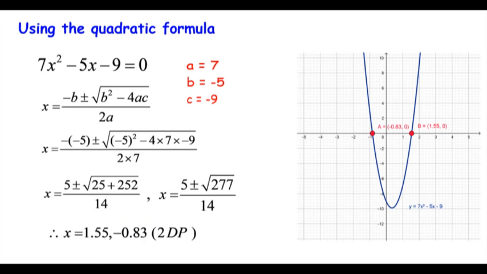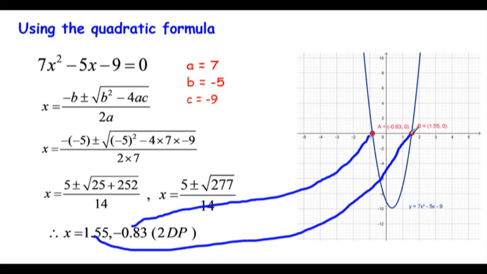Okay, so just to finish up, have a quick look. Where is minus 0.83? Here it is, and 1.55 is over here. These are the two x values which satisfy that equation.